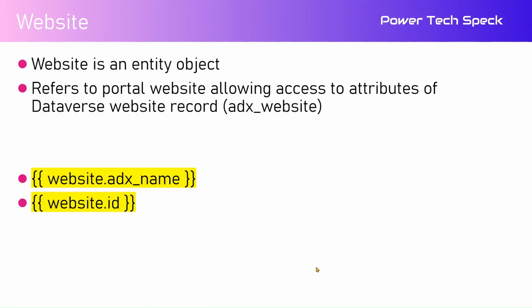Now, why are you going to use that? It is because if you want to form a URL, or render the website's name, or show that information in the log, or pass that information to Power Automate flows, then you can use that particular object. So let's jump into the demo.